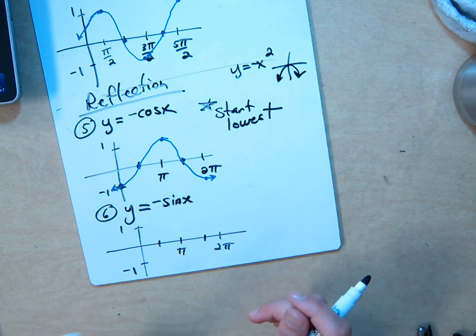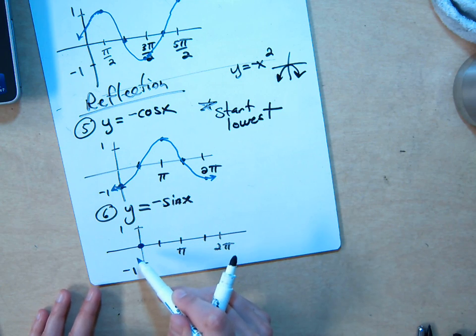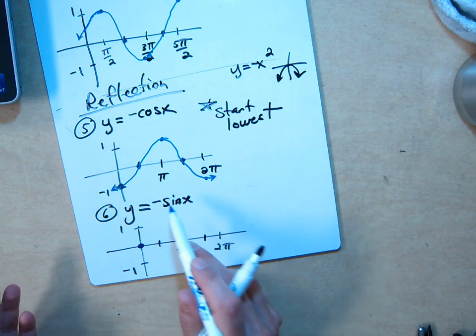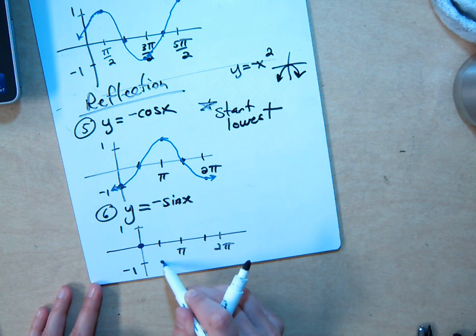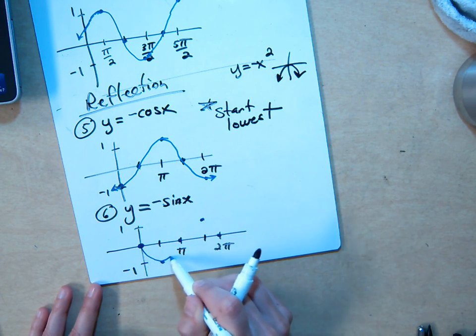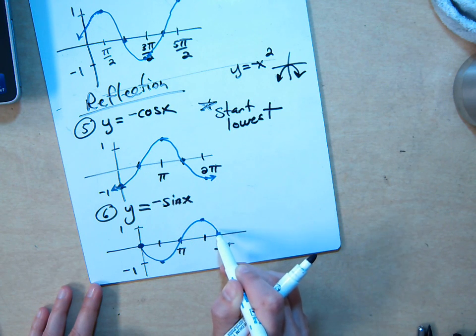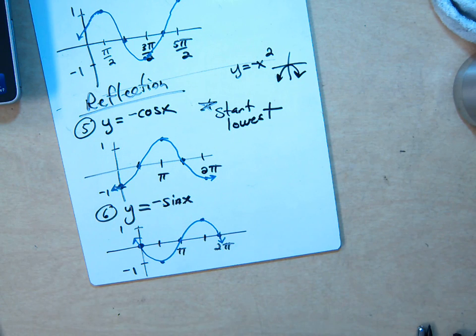And so for sine, you still start at the middle, okay? So you start at the middle, but normally sine increases, but because of the negative, it's going to decrease. So you go middle, low, middle, high, middle. And so there's y equals negative sine x, reflected over the x-axis.